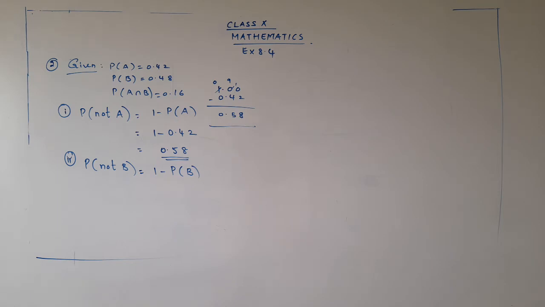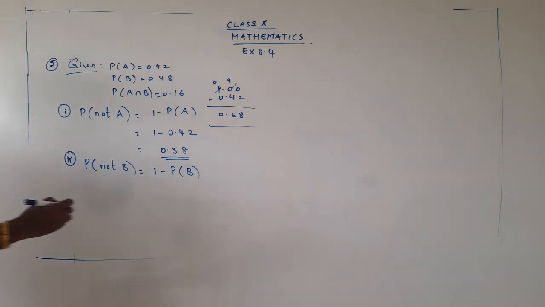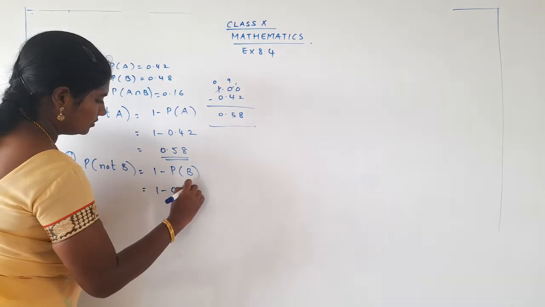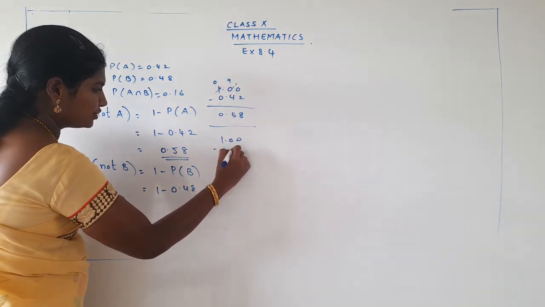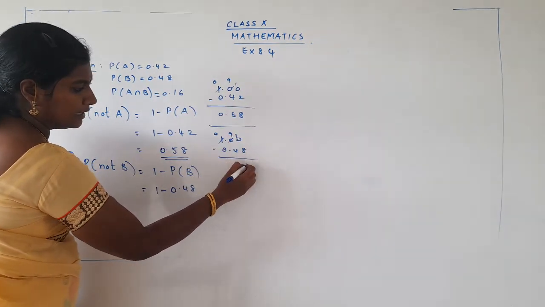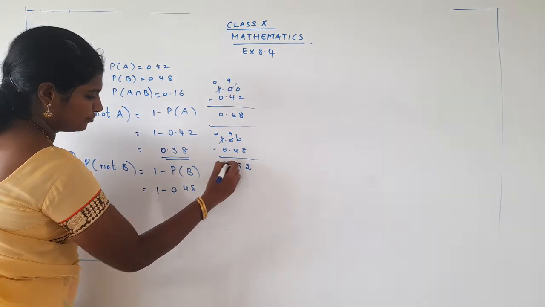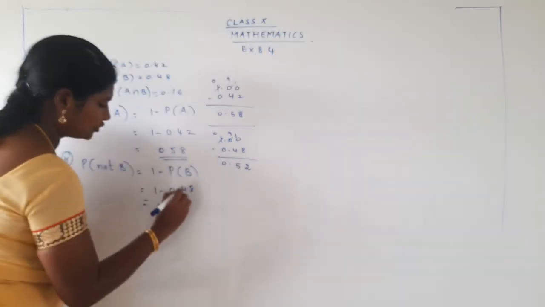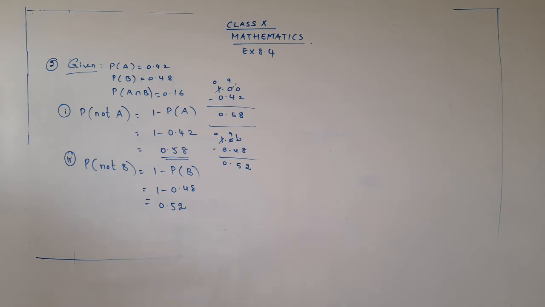So P not B is equal to 1 minus P of B. Put the value for P of B, it is 0.48. So 1 minus 0.48. Very easy calculation. Again you can just use the same procedure. So 0.48. This is 10, this is 9, this is 0. 10 minus 8, 2, 5, 0. The answer is 0.52. So we have found the answer for both the subparts. P not A, that is 0.58. P not B, that is 0.52.